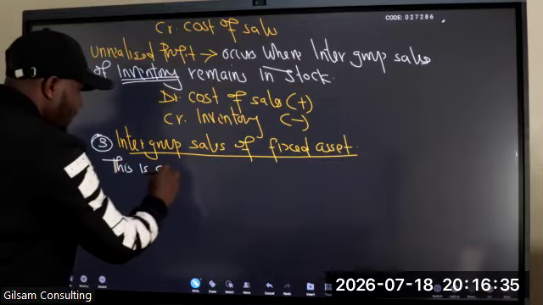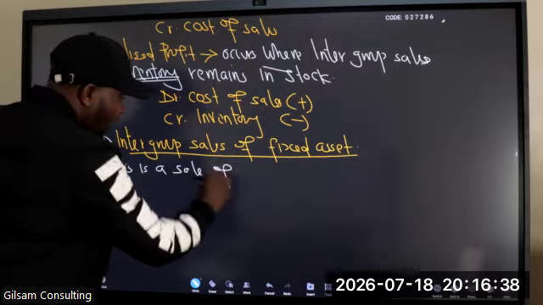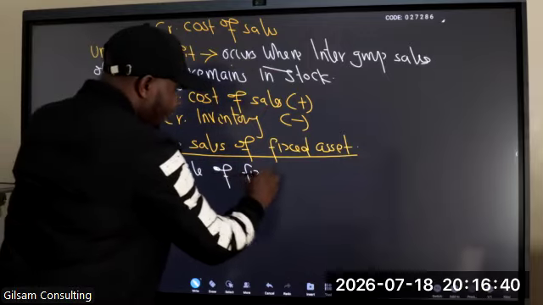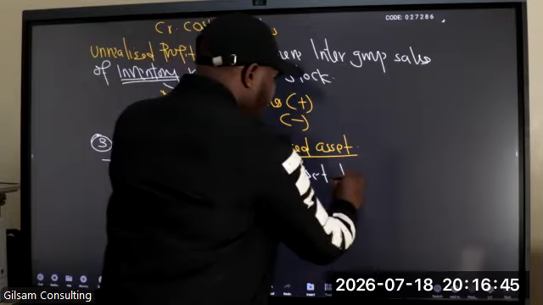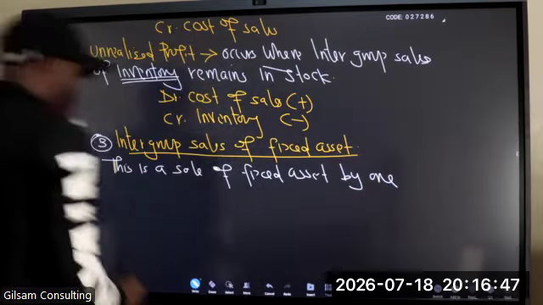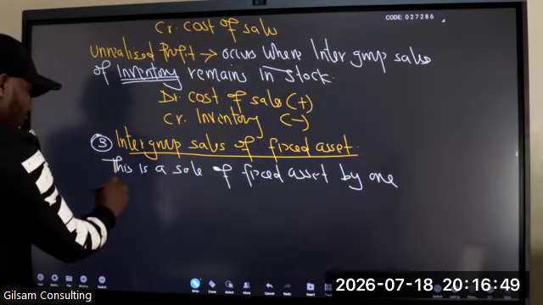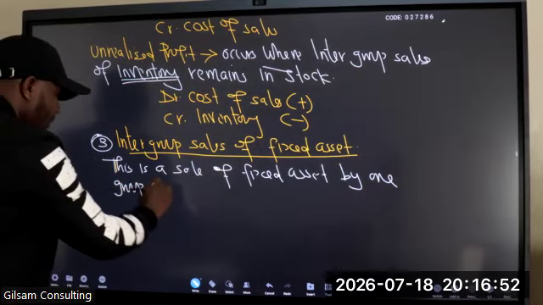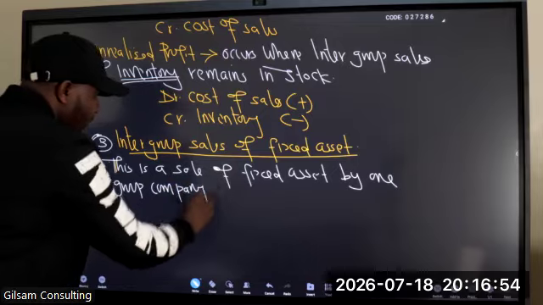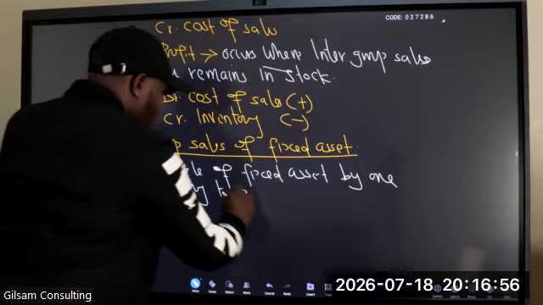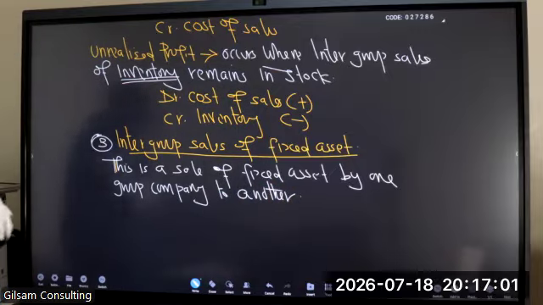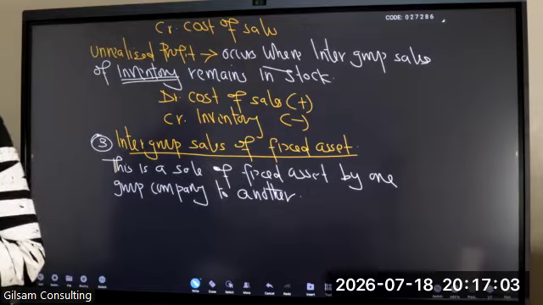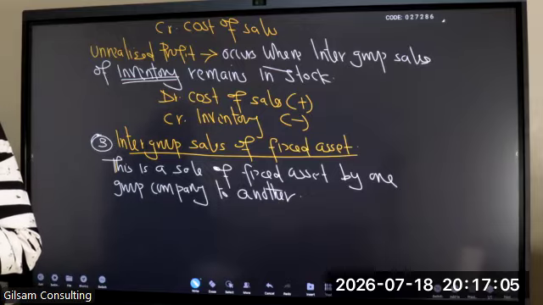This is a sale of a fixed asset by one group company to another. Then you say, in case of this transaction, these two adjustments need to be made.